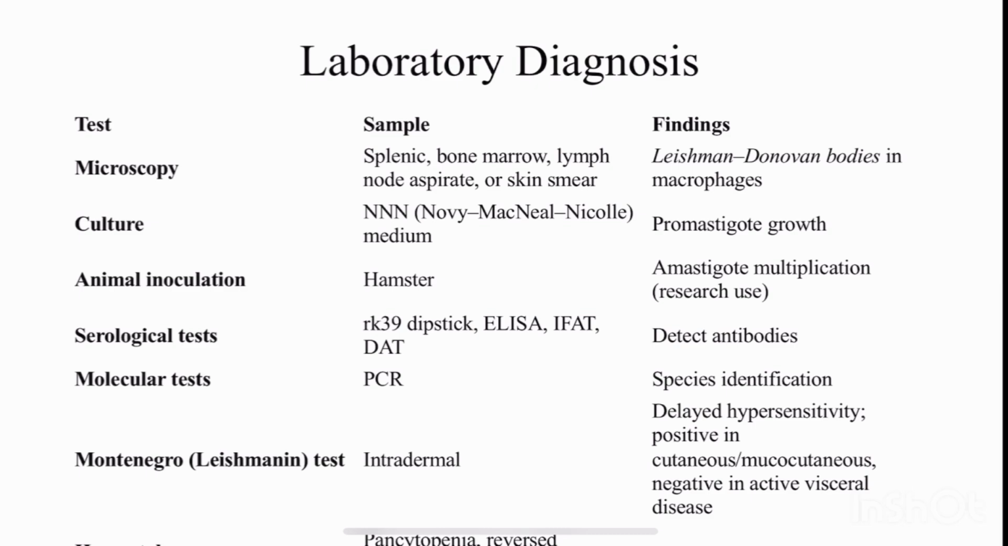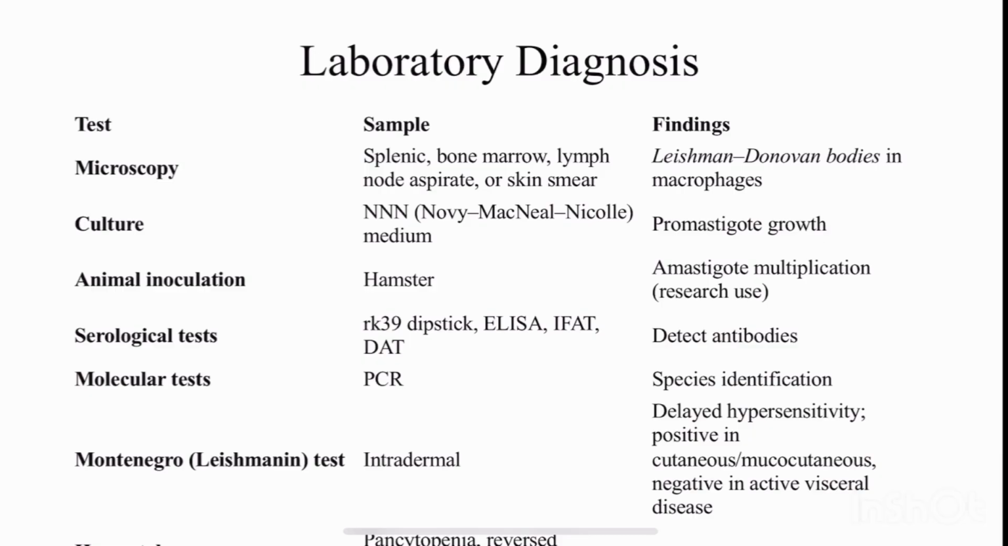and that is very life threatening. So splenic samples are considered very good and very specific, but they are not the most common. The most common sample is the bone marrow aspirate. So we will be receiving bone marrow aspirates for microscopy purposes.